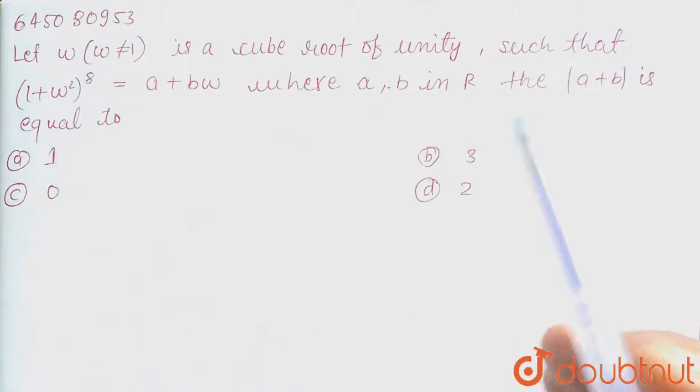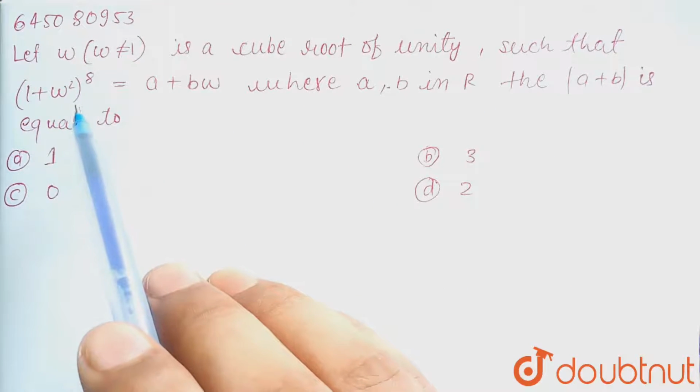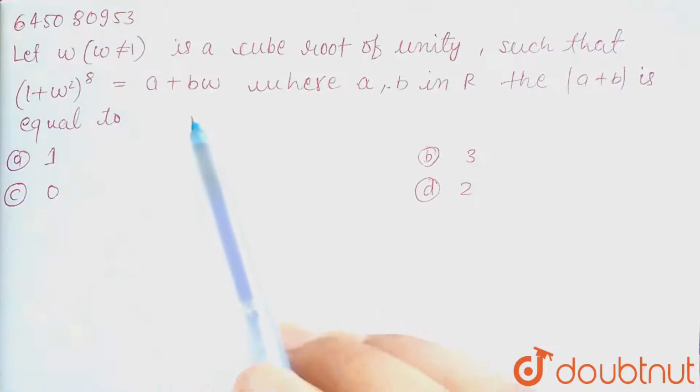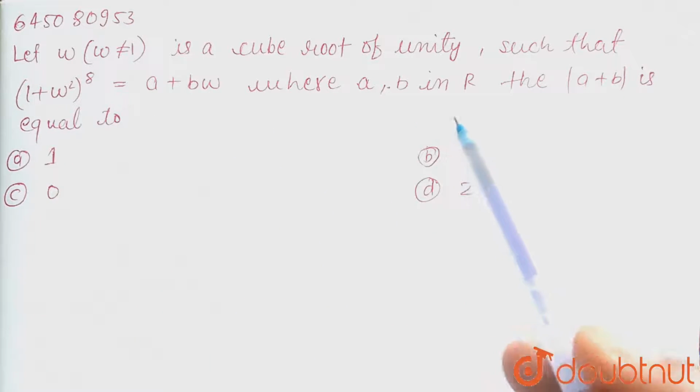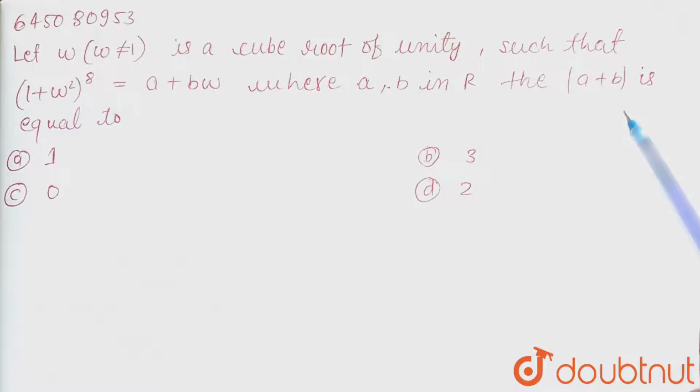Hello student, we have a new problem here. Let omega be a cube root of unity such that (1 plus omega squared) to the power 8 is equal to a plus b omega, where a and b are real numbers. Then we have to find mod of a plus b.